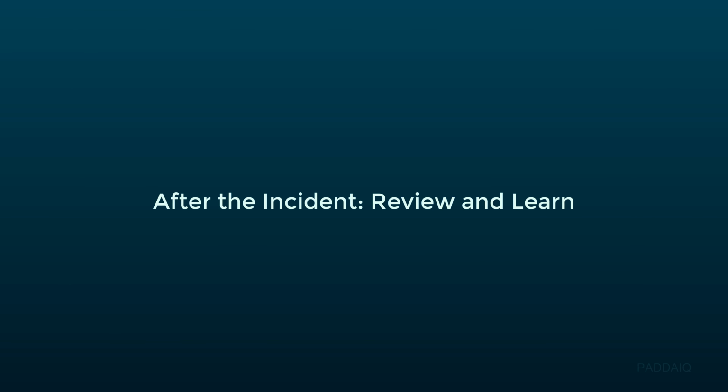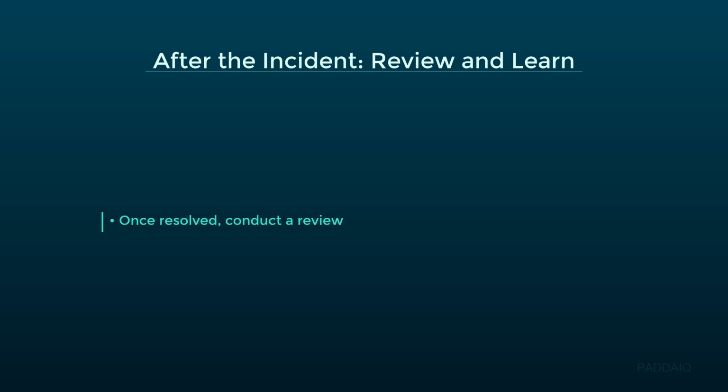After the incident, review and learn. Once resolved, conduct a review. This means gathering the team to analyze what happened, why, and how to prevent it in the future. For example, after a system outage, the team would discuss the cause and update monitoring procedures. This process turns a single fix into lasting improvements for your systems.